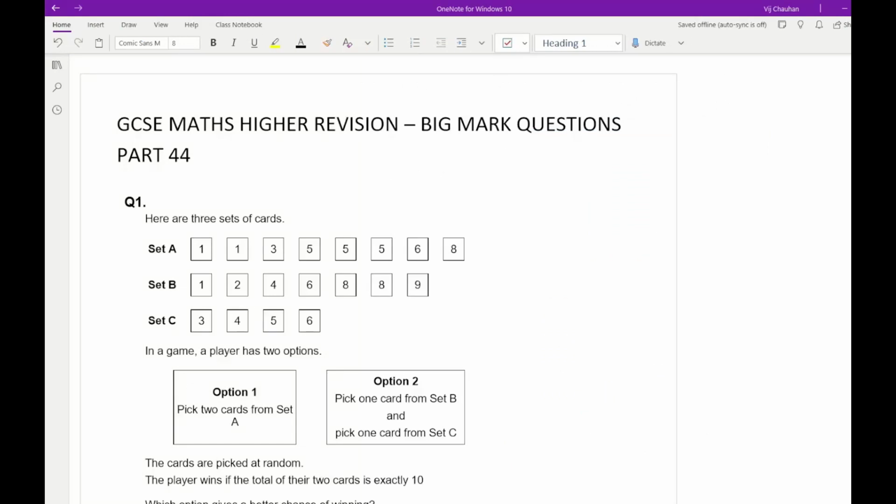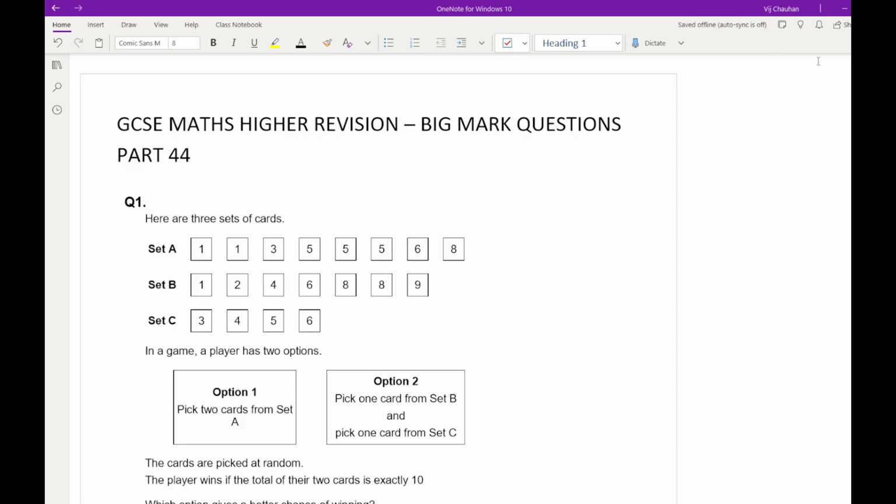So starting with question 1, it says here are 3 sets of cards, and it says in a game a player has 2 options. Option 1 is that they pick 2 cards from set A, and option 2 is that they pick 1 card from set B and 1 card from set C. The cards are picked at random. The player wins if the total of their 2 cards is exactly 10. Which option gives you a better chance of winning?